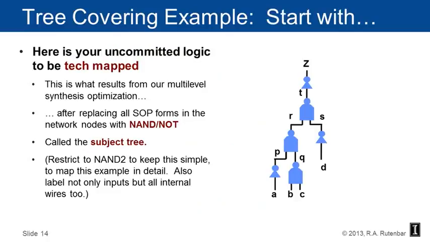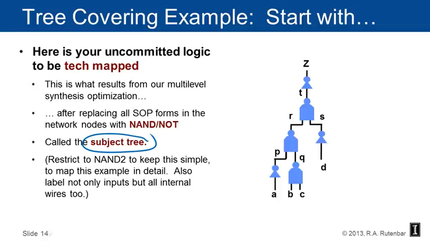So what are we starting with? We're starting with your uncommitted logic that we want to do tech mapping on, and we're going to assume that what came out of multi-level logic synthesis was a network of nodes, each of which was a sum of products form, and then we replaced all the sum of products forms with a network of nodes that are only NANDs and only NOTs, and we connected everything up. And this has a name, it's called the subject tree. And we're going to restrict things to 2 input NAND gates and inverters. It makes everything simple. You can take any piece of logic you want, even a complicated 2-level sum of products form with a big NAND gate, a big OR gate, if you will, and you can turn that into NAND gates. It's just a little sort of De Morgan stuff.